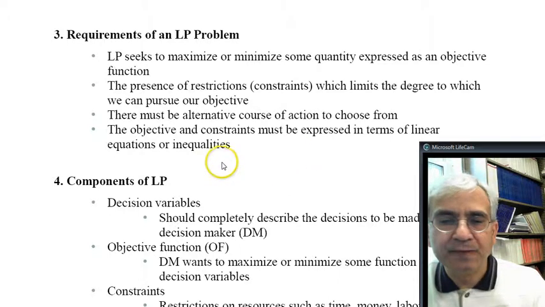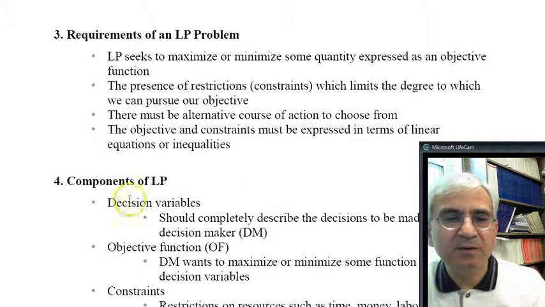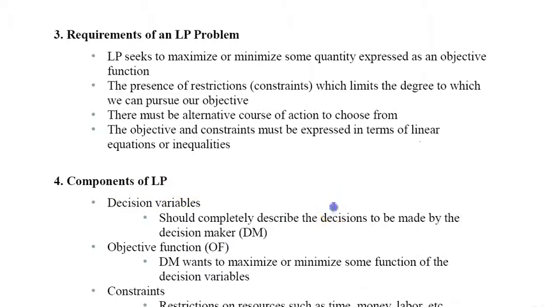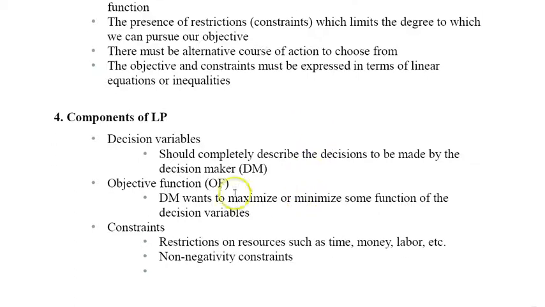inequalities. So to put these things together, let's talk about the components of an LP, which we talked about before. So this should be a review. First, we need to identify the decision variables, the objective function, and the constraints, which includes both constraints on resources and non-negativity constraints, right?